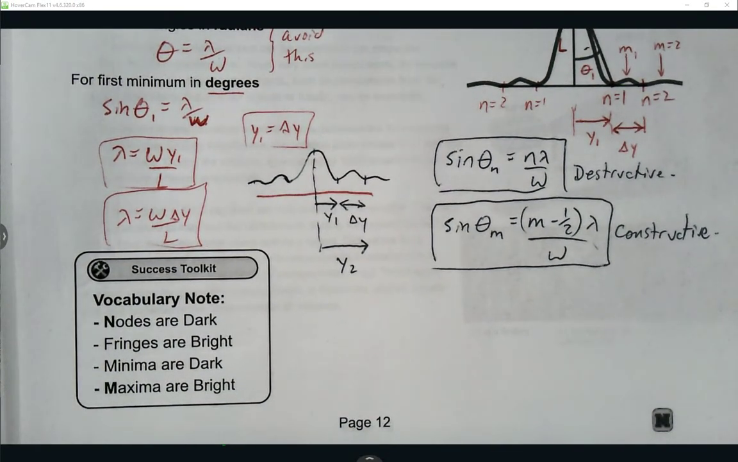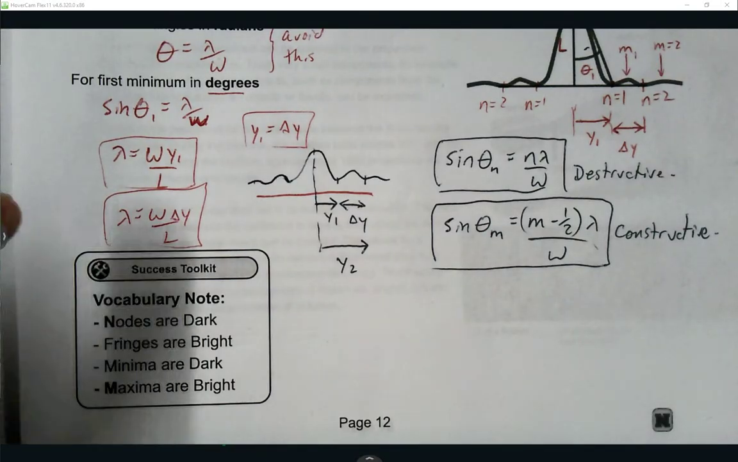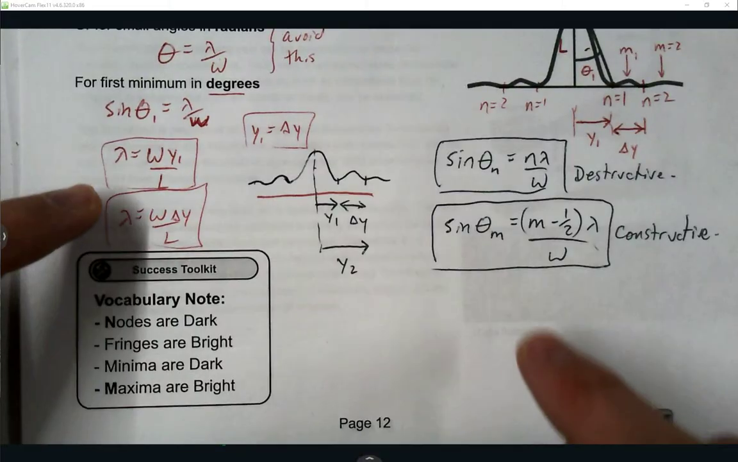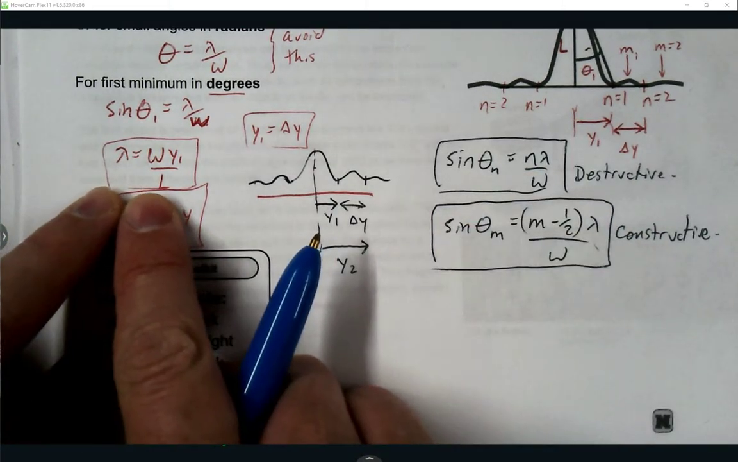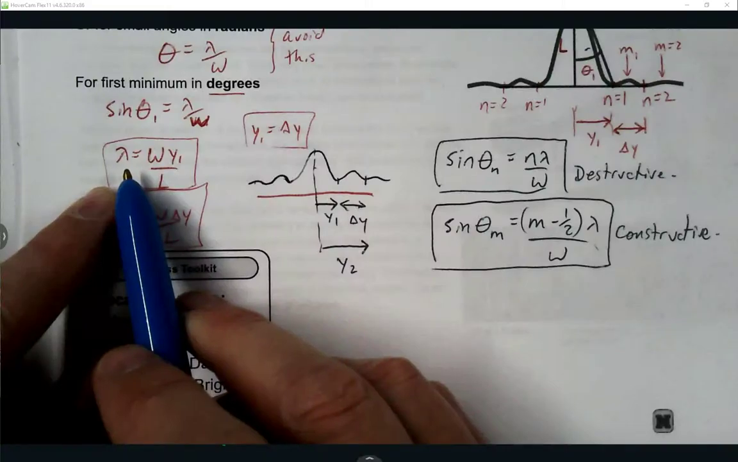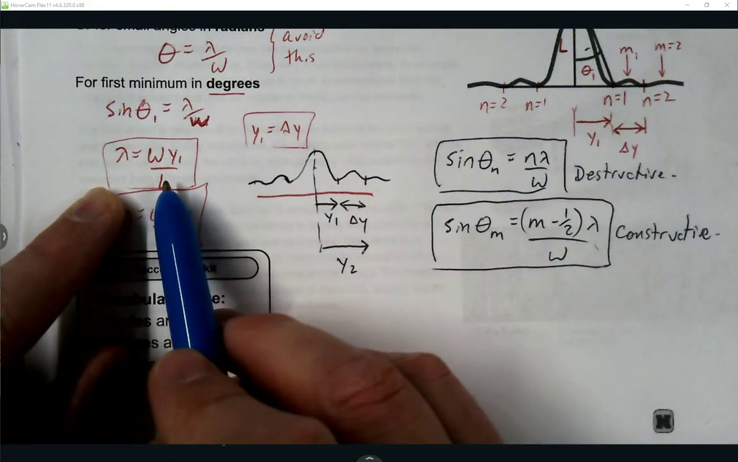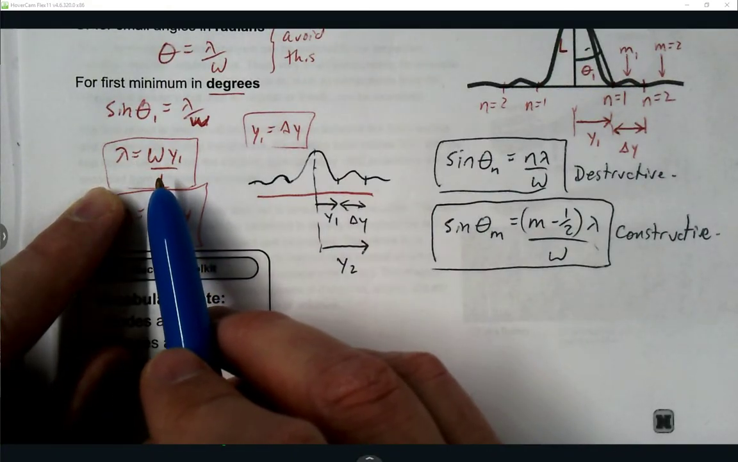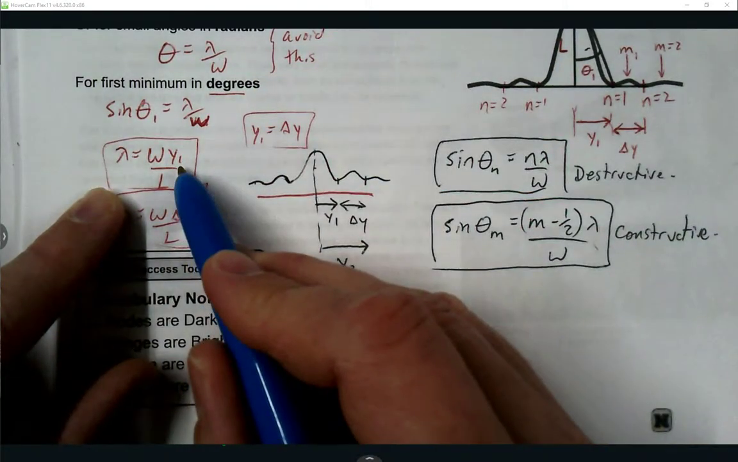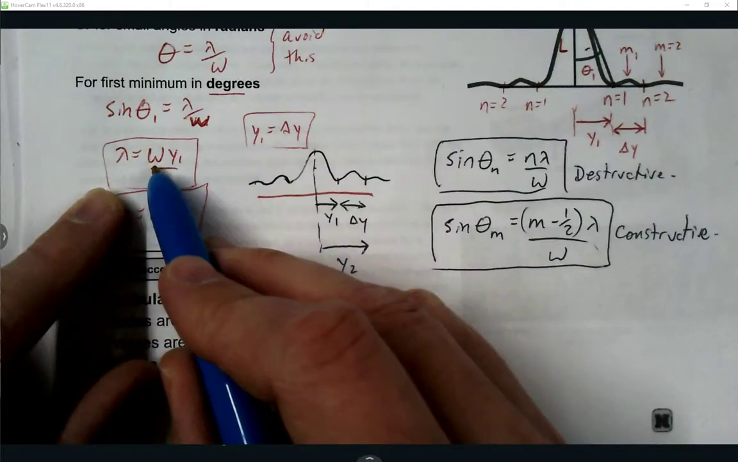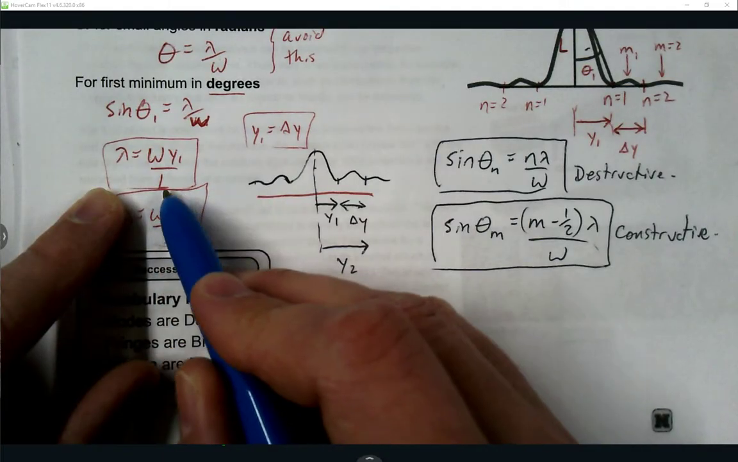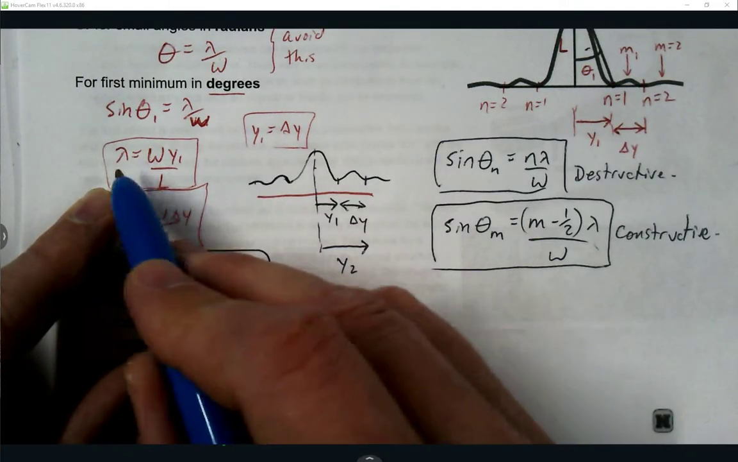Now, in terms of the coding of this, well, why would I want to have this equation and this equation? Well, hey, take a look at this equation. This equation makes use of a relationship that doesn't involve the theta values. You see what I mean? I could relate how far away a dark spot is from the center to the width of the gap, the distance from the gap to the screen, and the wavelength.